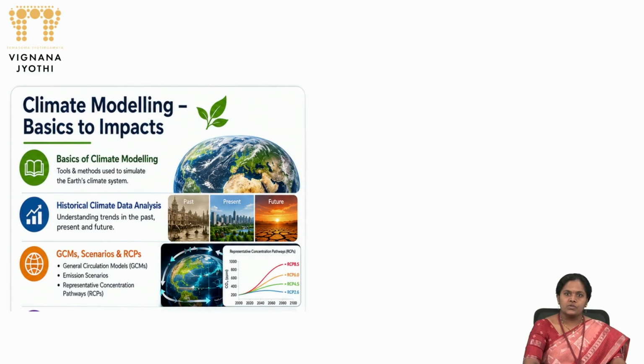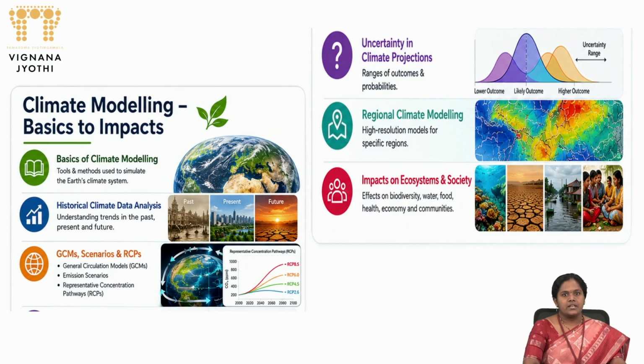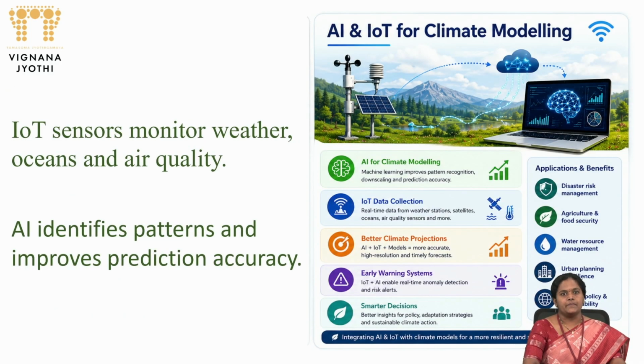Climate modeling helps predict future climate changes using scientific data and computer simulations. Historical climate data help us understand past, present, and future trends. General circulation models and representative concentration pathways are used to study different emission scenarios and climate projections. Regional climate models provide local predictions, while uncertainty analysis improves decision making. These models help assess impacts on ecosystem, society, and the economy.